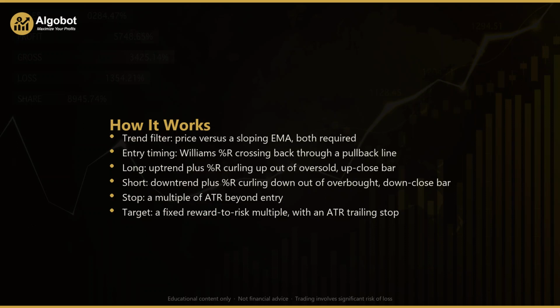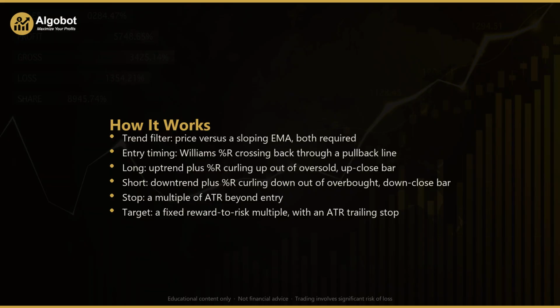Let's walk through the mechanics step by step. The strategy only evaluates its rules once per closed bar, which keeps its decisions stable and avoids reacting to every flicker inside a forming candle. First, it establishes direction. For an uptrend, two conditions must both be true. The closing price must be above the exponential moving average, and the moving average now must be higher than it was a set number of bars ago. For a downtrend, the mirror applies: price below the average, and the average now lower than before. Only when the trend is confirmed does the strategy move on to look for timing.